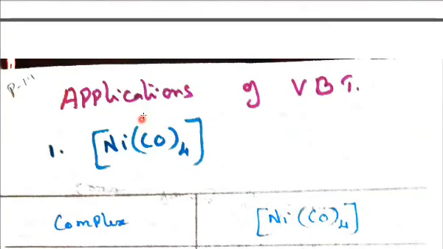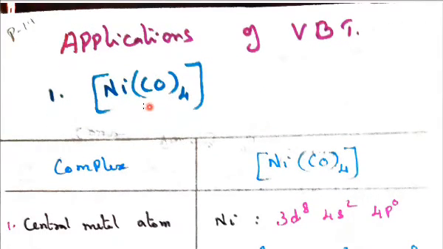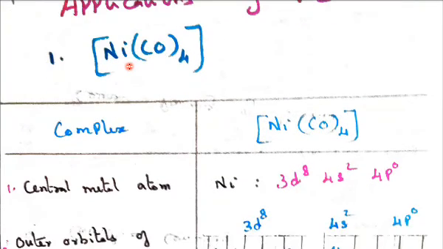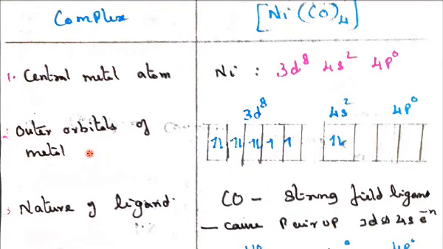Let us see the next topic, applications of valence bond theory, by taking four examples. The first is Ni(CO)4, tetracarbonyl nickel, where nickel is in the zero oxidation state. The central metal atom is nickel, 3d8, because the atomic number is 28. So 3d8 4s2 4p0, the outer orbital configuration.